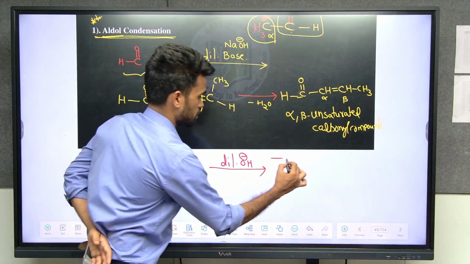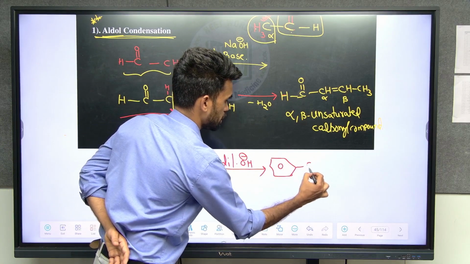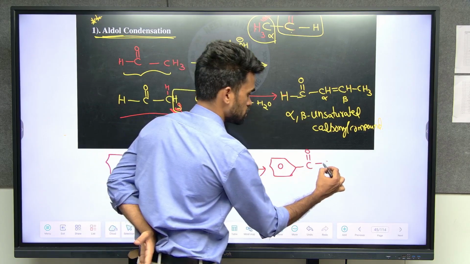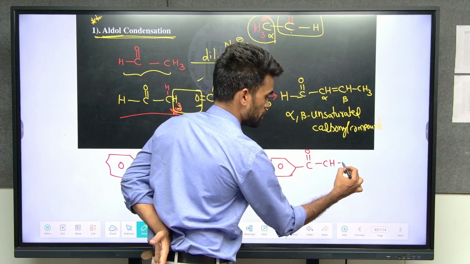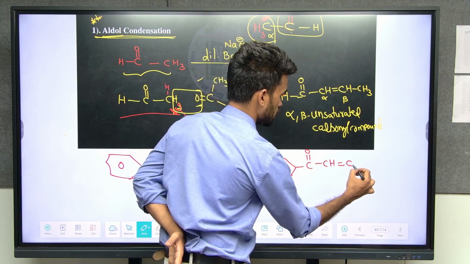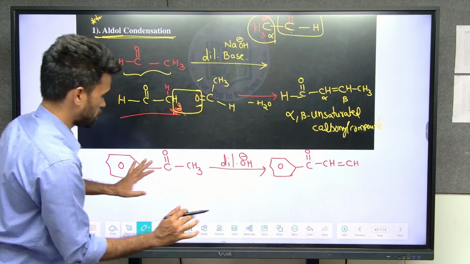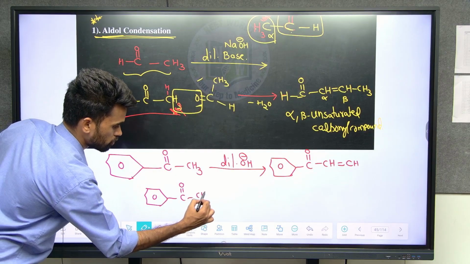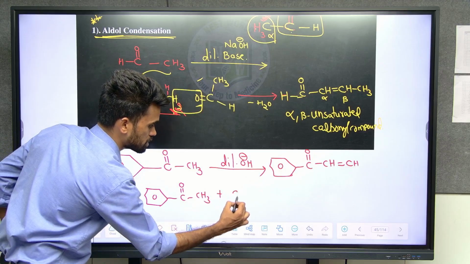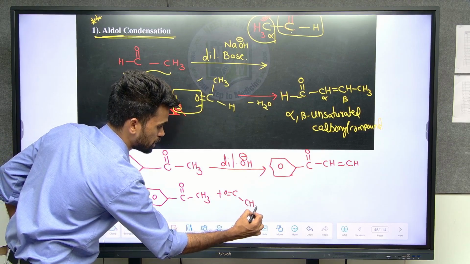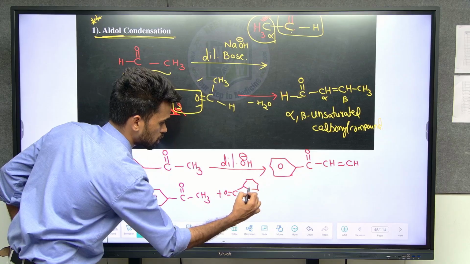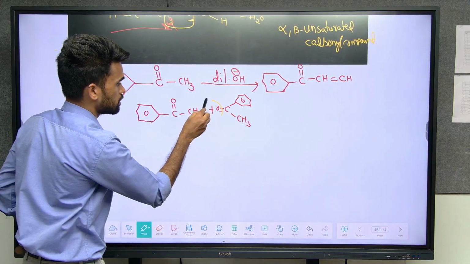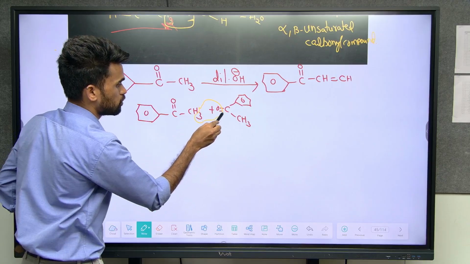Simple. Benzene, C double bond O, CH, double bond C. Simple, you take these two molecules, one molecule, and the next molecule you take with oxygen on this side for comfortable writing. See what I told you to remove? Oxygen and these two hydrogens. Out of the three, two are removed.